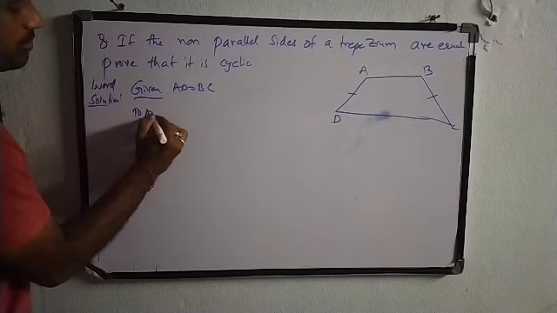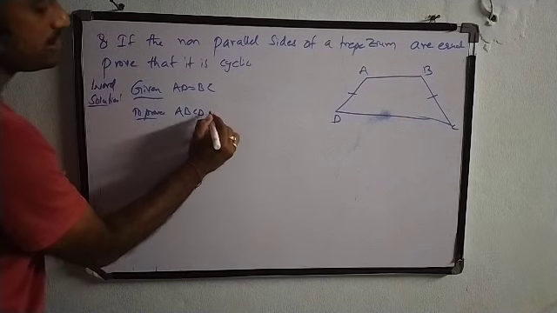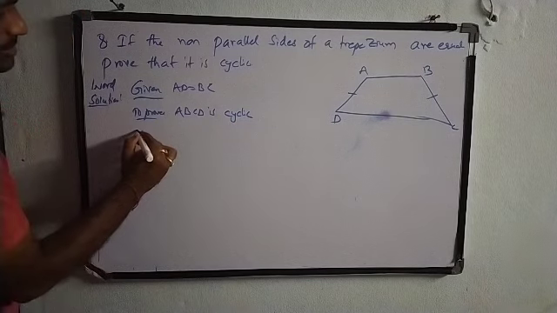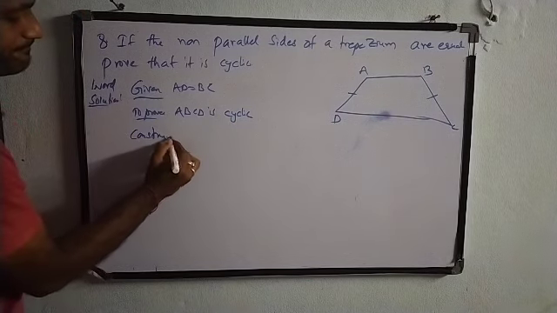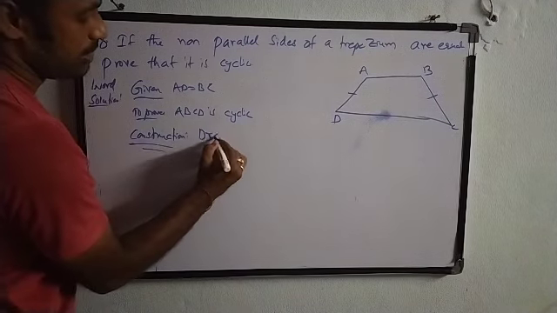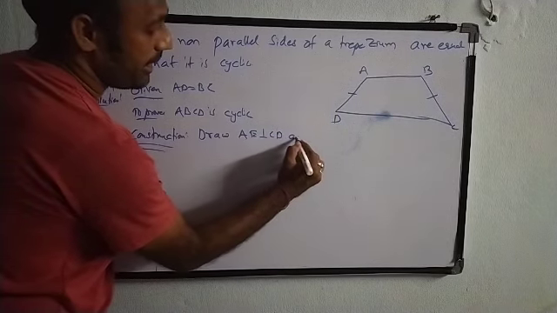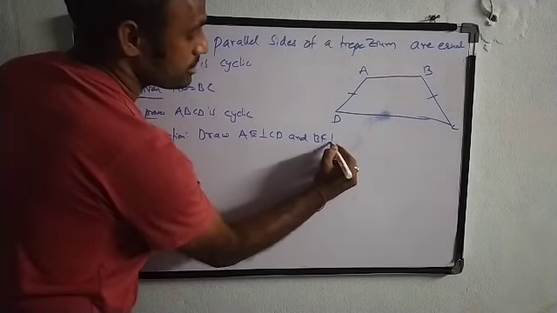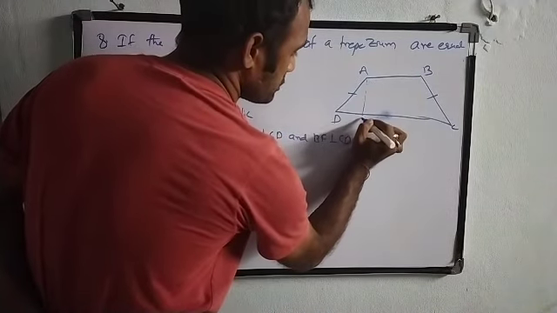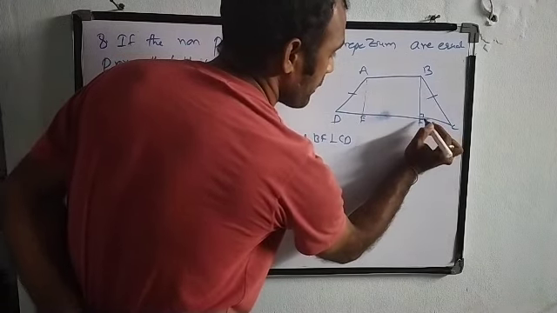To prove ABCD is cyclic. Construction: draw AE perpendicular to CD and BF perpendicular to CD. So here it is E, here it is F, perpendicular.